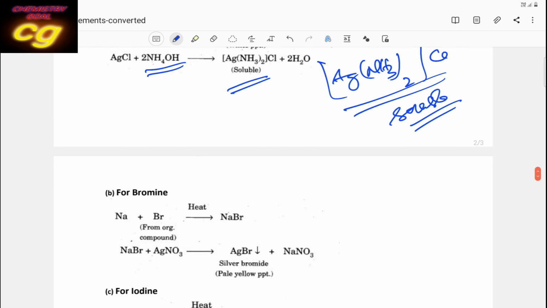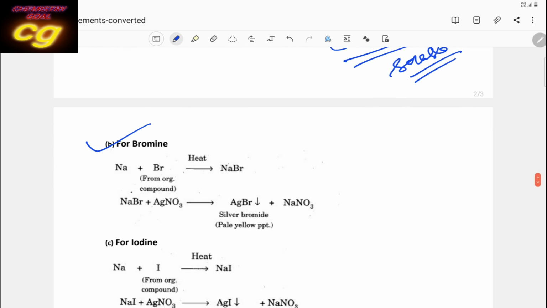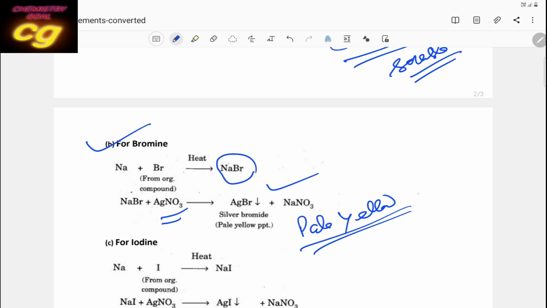Similarly for bromine: if the organic compound contains bromine, then sodium bromide will be formed in the Lassaigne's extract, because sodium reacts with bromine forming sodium bromide. When you add AgNO3 solution to the Lassaigne's extract, a pale yellow substance, AgBr, is produced. This is AgBr, which indicates the presence of bromine in the organic compound.